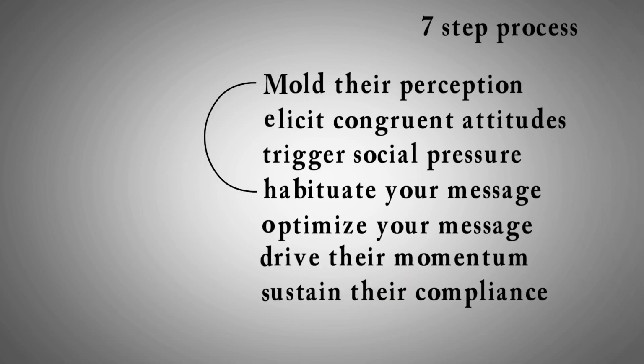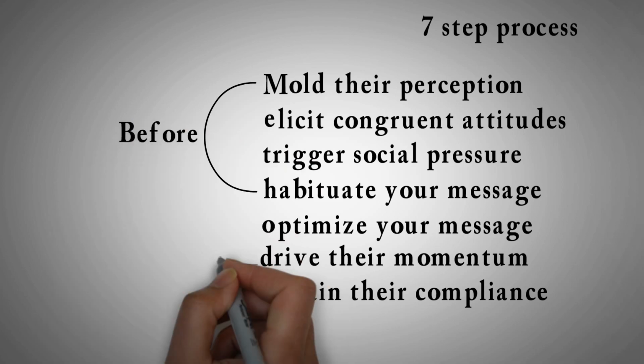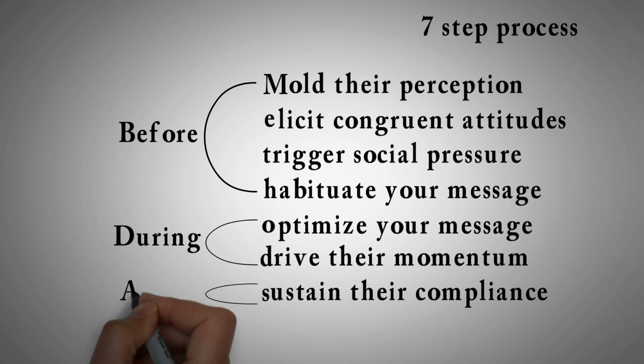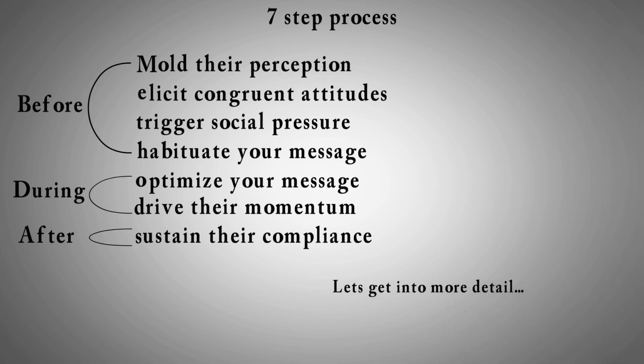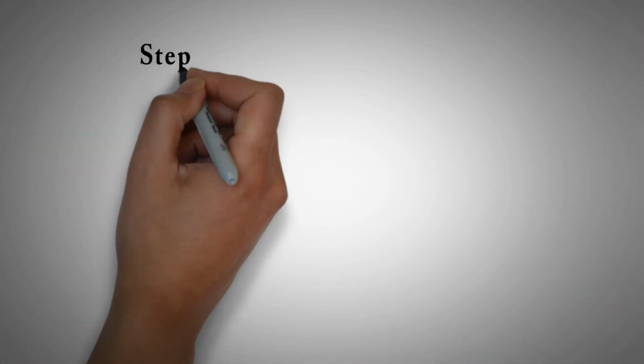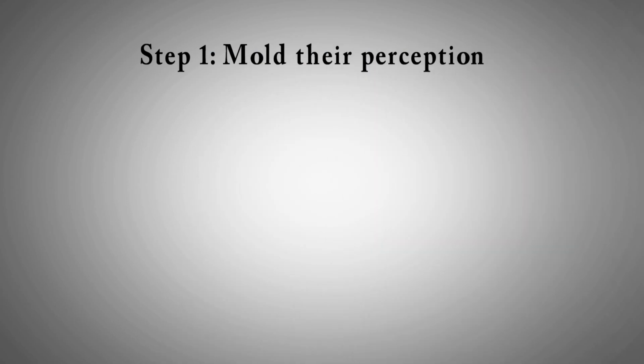The first 4 steps should be taken before your request. Step 5 and 6 is for the request itself, while step 7 is to keep them doing the desired behavior. So let's get into more detail. Step 1. Mold their perception.